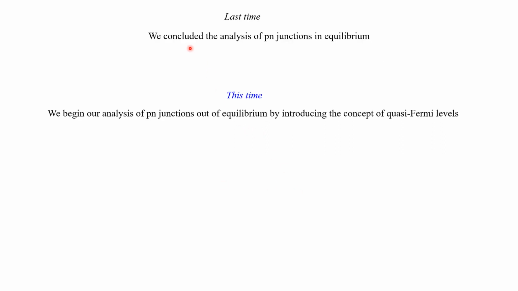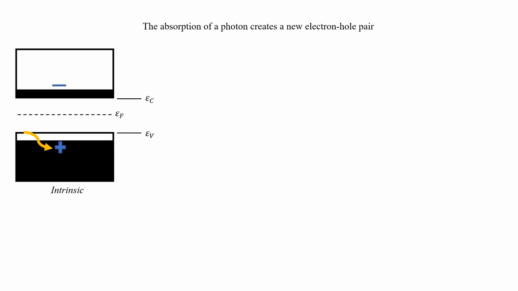Okay, so last time we concluded our analysis of p-n junctions in equilibrium, and this time we're going to begin our analysis of p-n junctions out of equilibrium by introducing the concept of quasi-Fermi levels. Now, to understand the notion of quasi-Fermi levels, we need to consider systems out of thermodynamic equilibrium, and we could in principle consider any system we want.